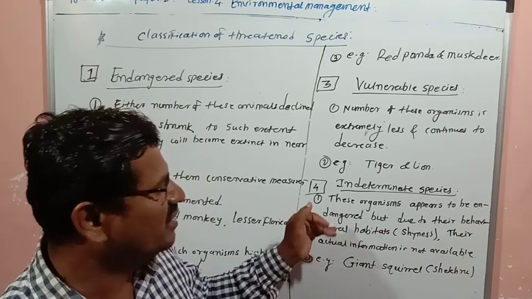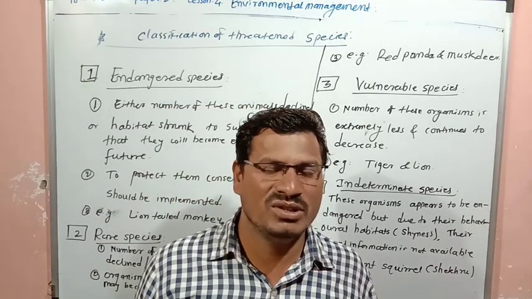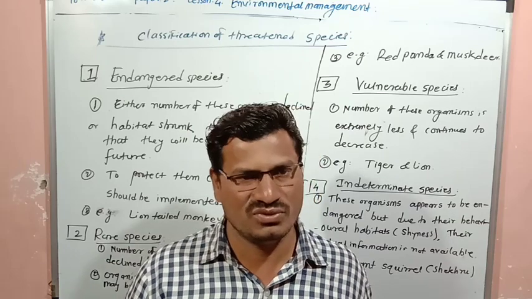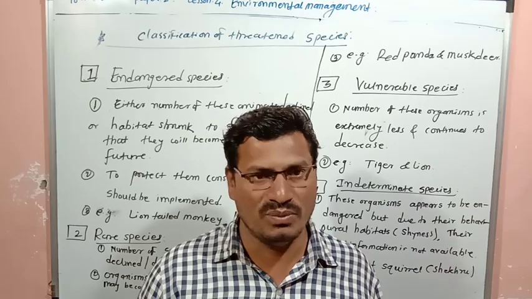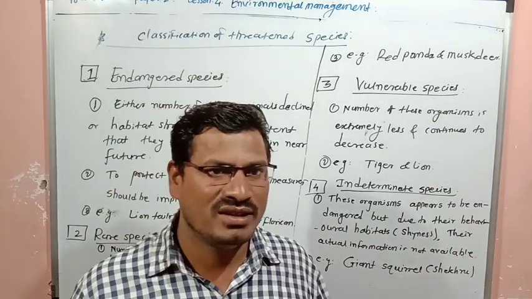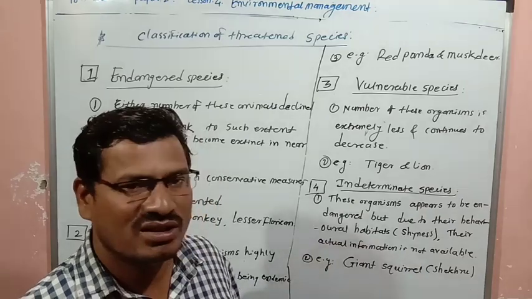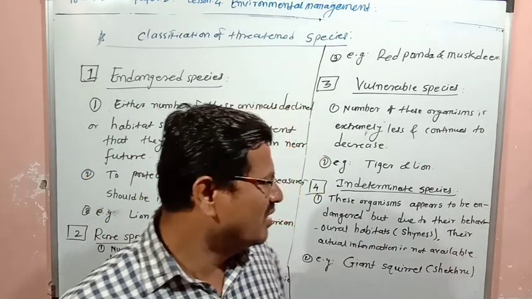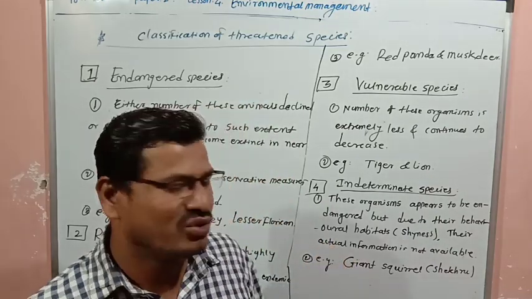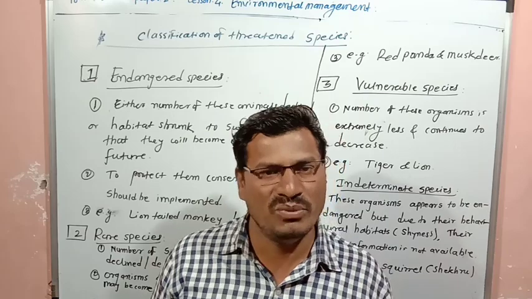indeterminate species. Determination means which are identified. Indeterminate means which are not yet properly determined. These organisms appear to be endangered, as it looks like their number is very low. They appear endangered, but it is due to their behavioral habits, or you can say shyness, that they are not coming into open spaces. Because of that, their actual number, their actual information is not available, and such animals are called indeterminate species.